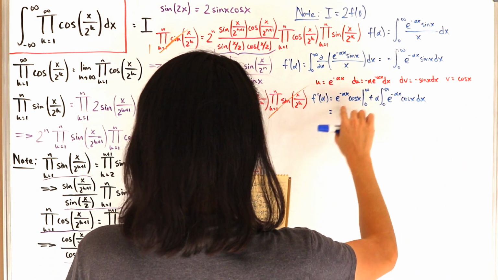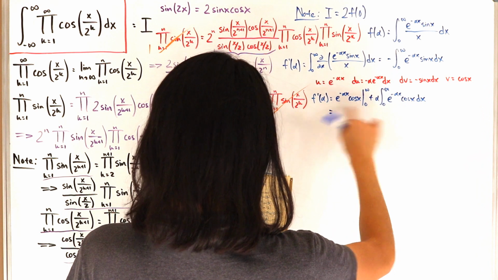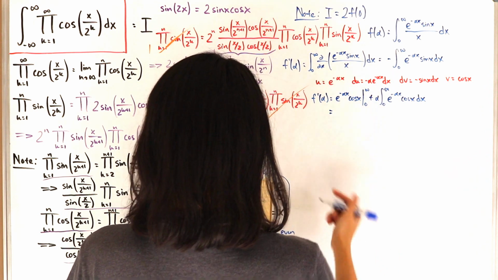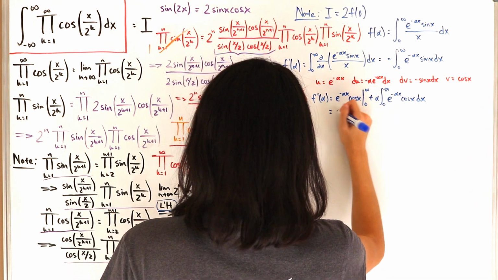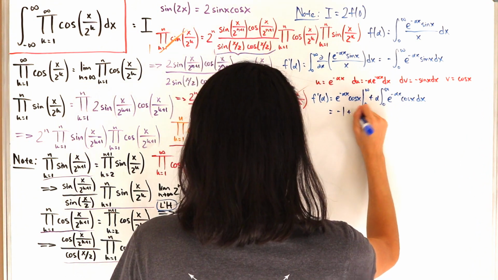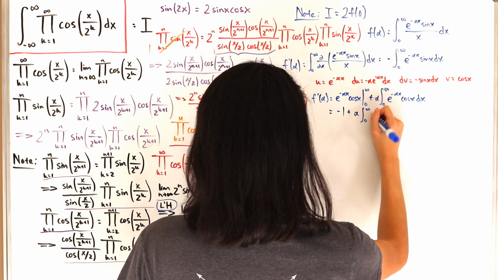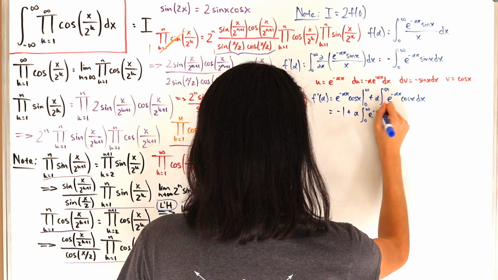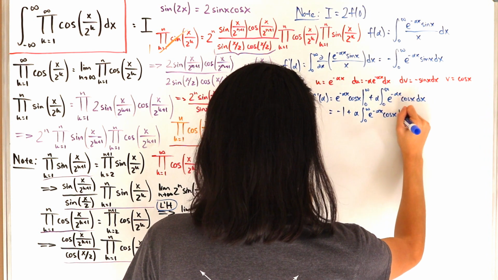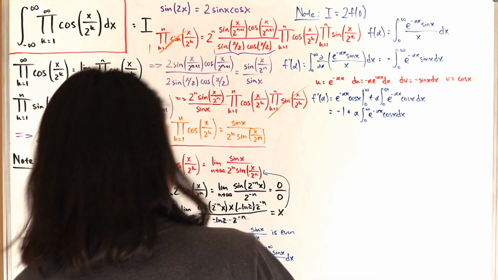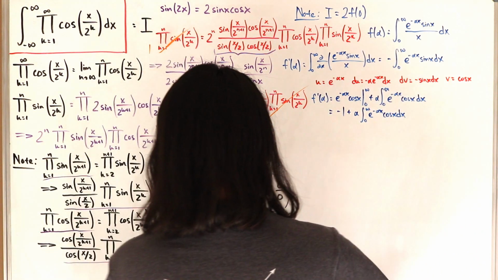If you were to plug in 0 and infinity, this will be 0. So 0 minus 0 here, so that will be a -1. So -1 plus alpha times the integral of e to the negative alpha x, cosine of x dx. So now let's actually, yet again, perform another u-sub.